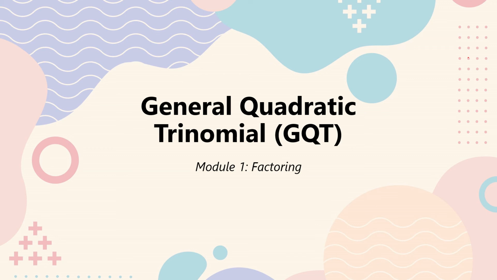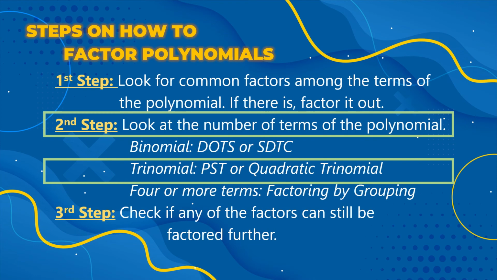Hello everyone. So for this video, we will talk about general quadratic trinomial or GQT. So let's try to recall first, what are the steps on how to factor polynomials? The first step is always to look for common factors among the terms of the polynomial. And if there is, factor it out.